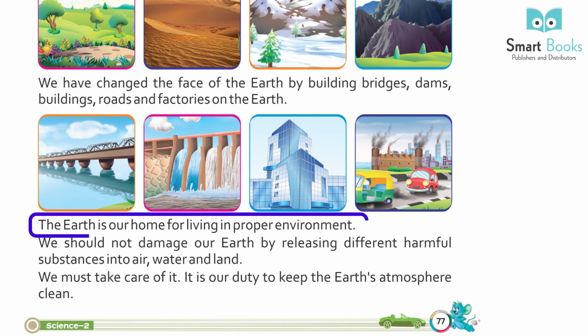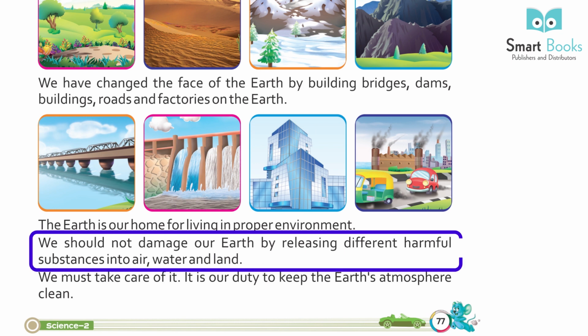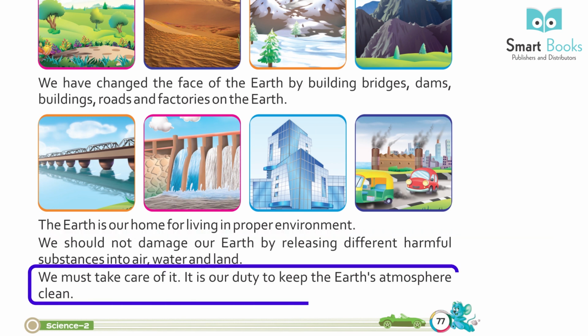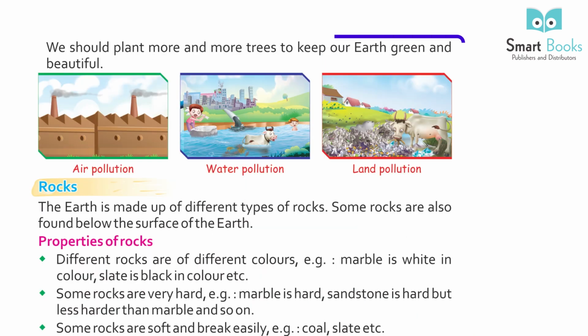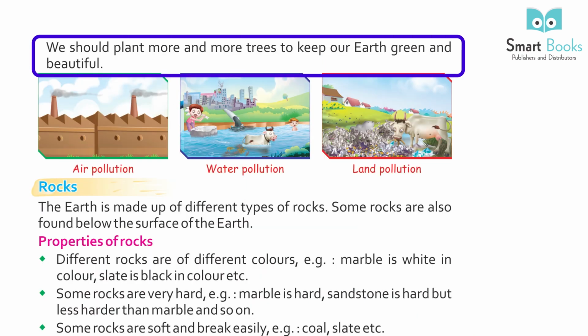The Earth is our home for living in a proper environment. We should not damage our Earth by releasing different harmful substances into air, water and land. We must take care of it. It is our duty to keep the Earth's atmosphere clean. We should plant more and more trees to keep our Earth green and beautiful.